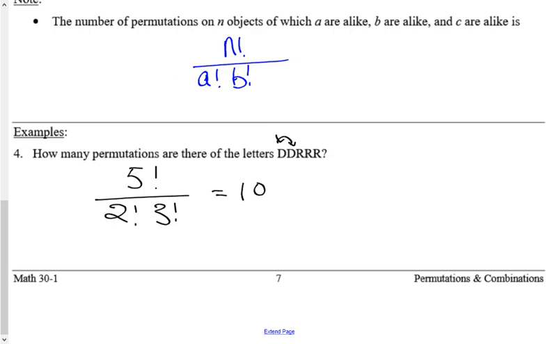And that's like saying I had the 3 r's down here, and so I divided out the 3 factorial, and for however many things are alike, I just keep multiplying things in the denominator. Because I'm not arranging those objects that look identical once things have been placed. Karina.